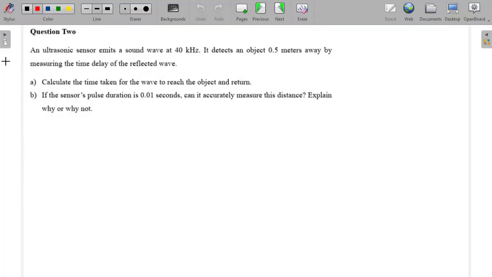So here basically we're using the same principle that I was using in part one. They want us to calculate the total time that it takes for the wave to reach the object and return, which means it's the echo time in this particular case.